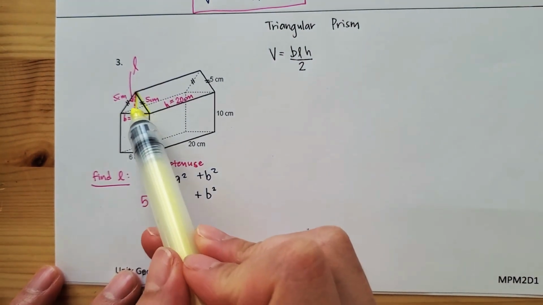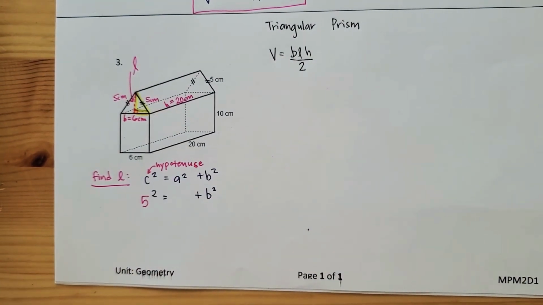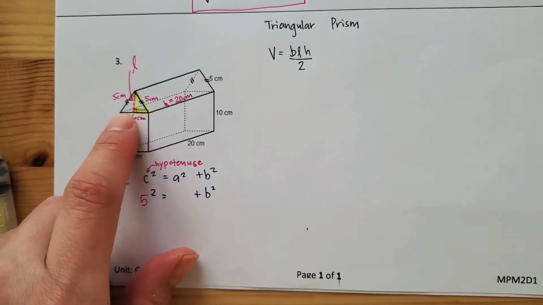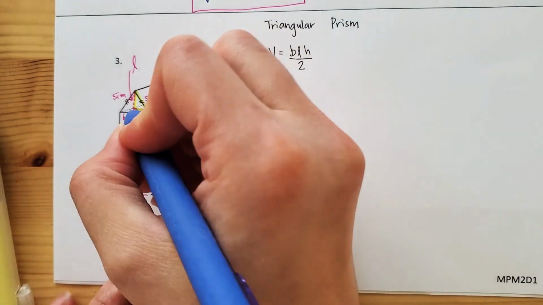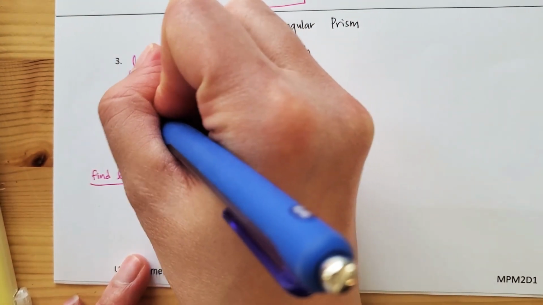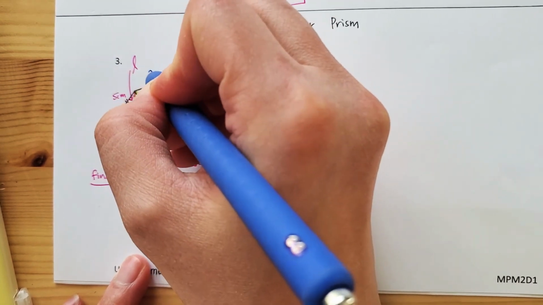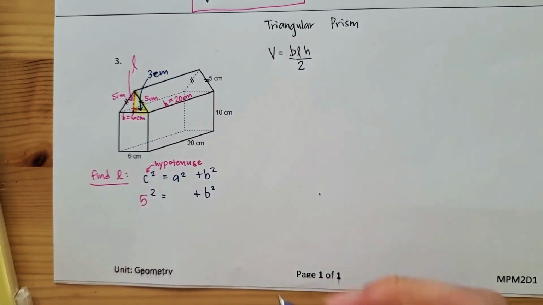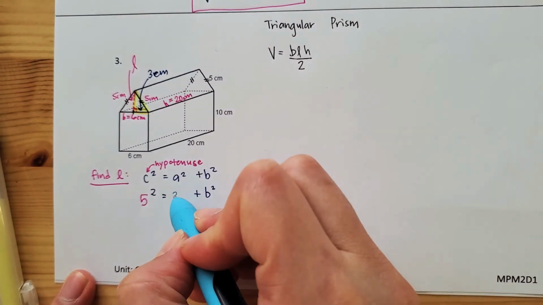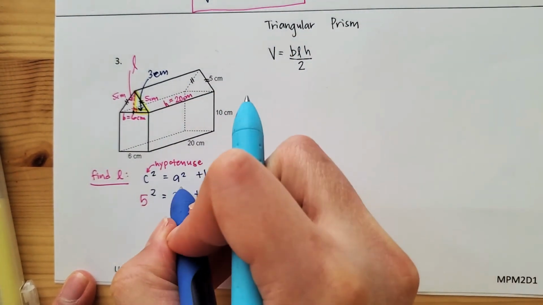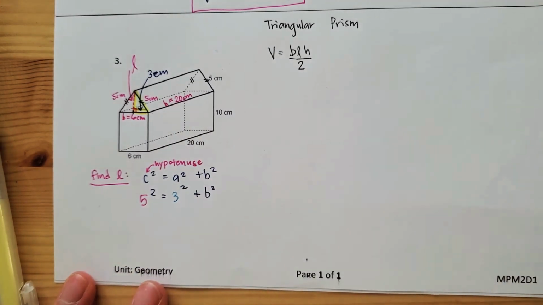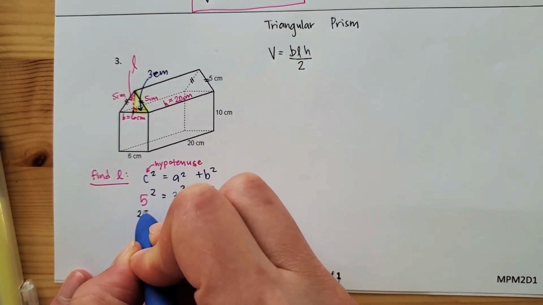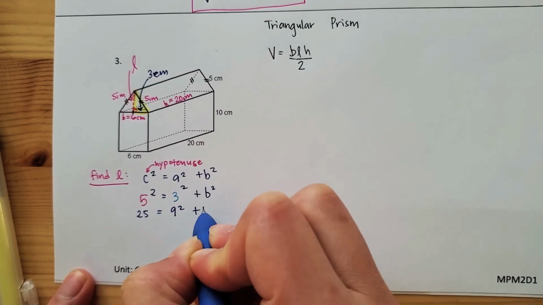So then we need this length here, or that base, which is, if this whole thing was 6, it's halfway. So this is actually, sorry, I don't have space. This is actually 3 centimeters right here. Okay. So that's what gives us 3 centimeters here. Okay, so when we do the calculations, 5 squared is 25 equals 9 squared plus b squared.